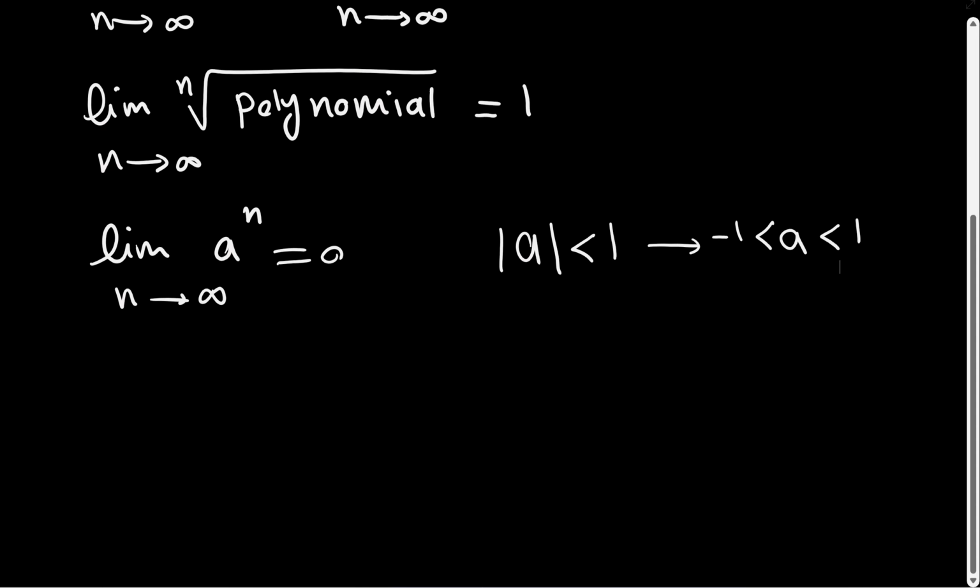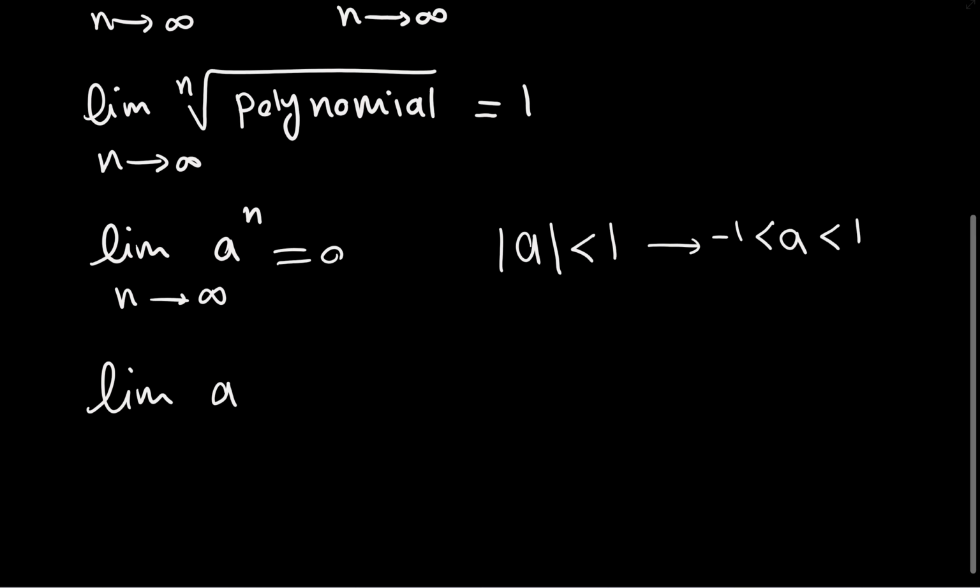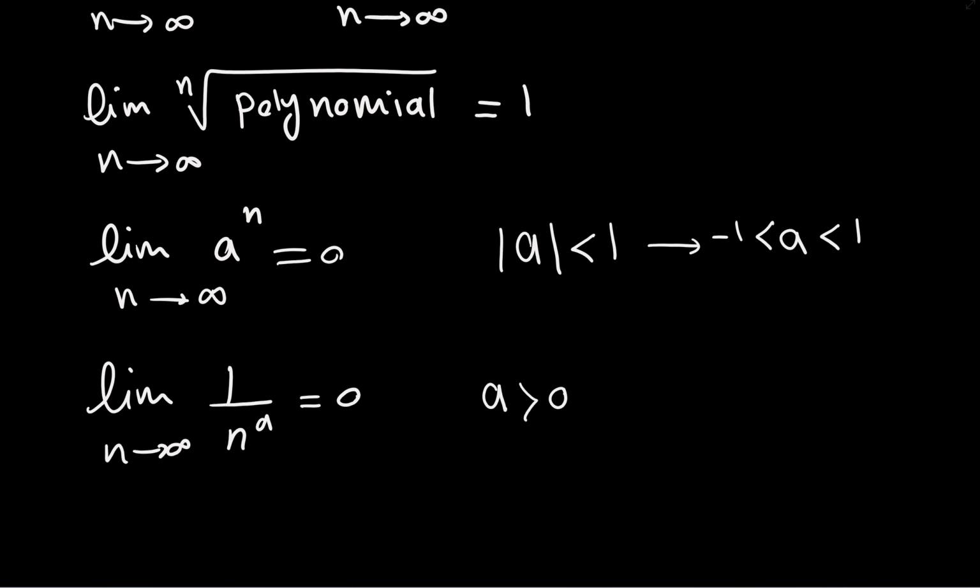So the next property is the limit of 1 over n to power a when n approaches infinity; it equals 0. And in this case, the exponent a should be positive. So if the exponent is positive here, for example, 1 over n to power 2 when n approaches infinity, the denominator goes to infinity and 1 divided by infinity is 0.